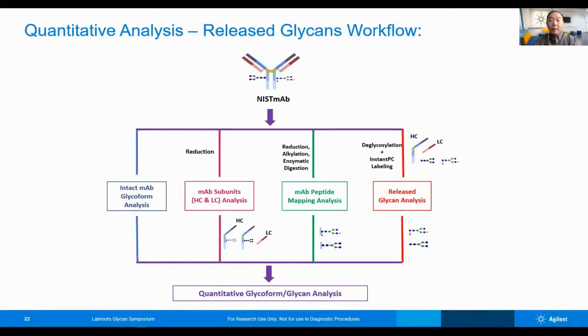The full glycan relative quant analysis workflow is on the InstantPC labeled released glycan sample. In this workflow, the SMF Bravo liquid handling system with a GlycoPrep Plus rapid N-glycan sample preparation kit with the InstantPC label from ProZyme was used. The total sample prep time was about 2 to 3 hours.